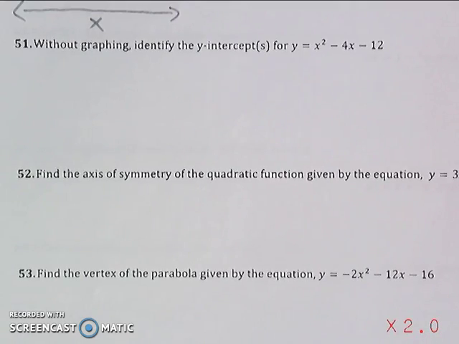Alright, I believe this is part 4 or 3, I don't remember. Anyways, I think it's part 4.